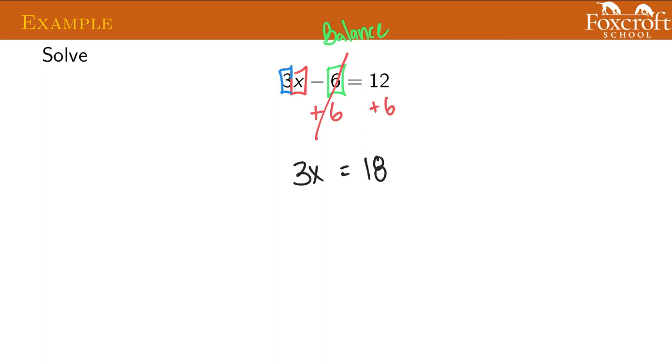And now the last thing I have to do to get the x completely by itself is get rid of that 3. Right now I have 3 times x. What's the opposite of multiplication? It's division. So I'm going to divide both sides by 3. The reason I divide by 3 is because here those 3's cancel and I just get x. On the right hand side, 18 divided by 3 is 6. All right, so our final answer should be x equals 6.